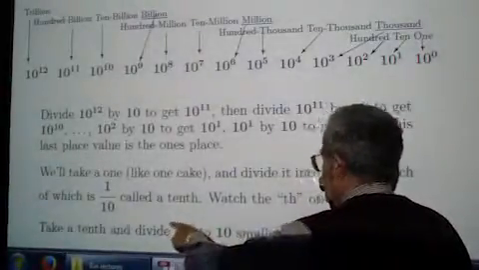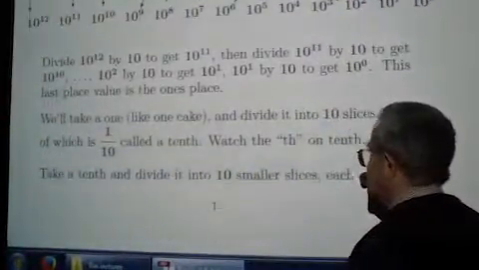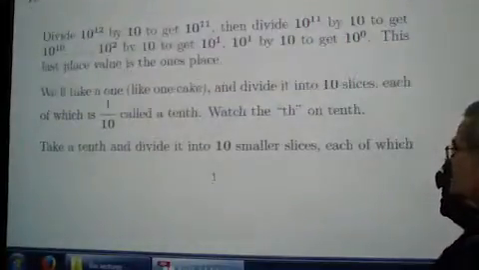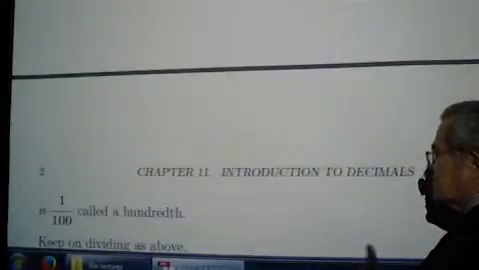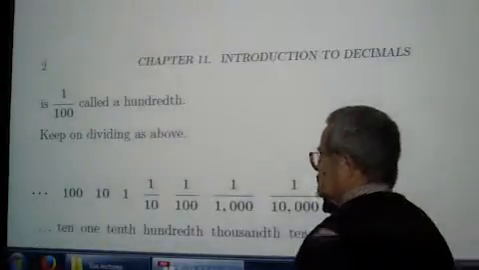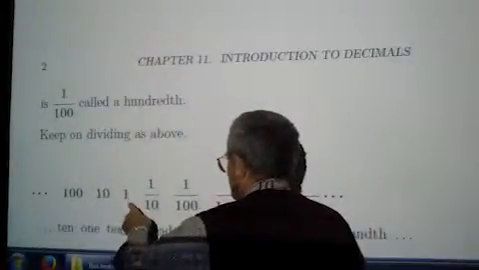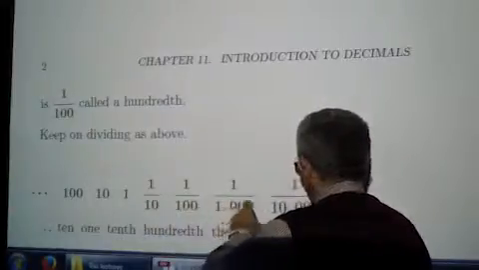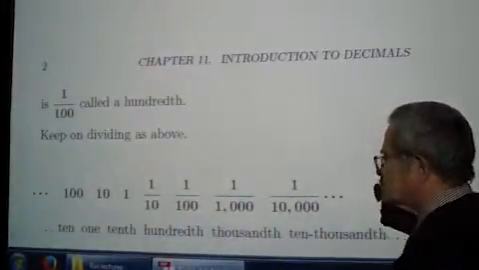Can you divide 1 over 10 by 10? Yes, that gives you 1 over 100. Can you divide again, and so on and so on? So keep on dividing. So you get 10 to the 2, 10 to the 1, 1 over 10, 1 over 100, 1 over 1,000, 1 over 10,000.